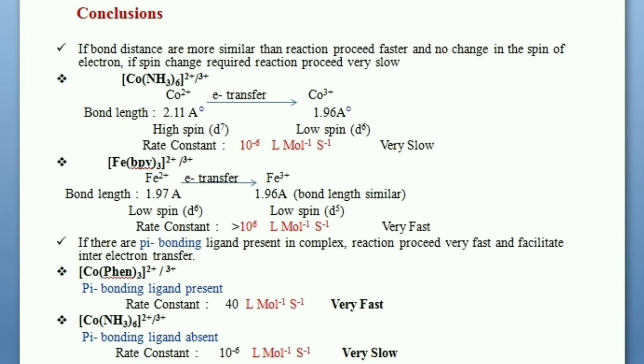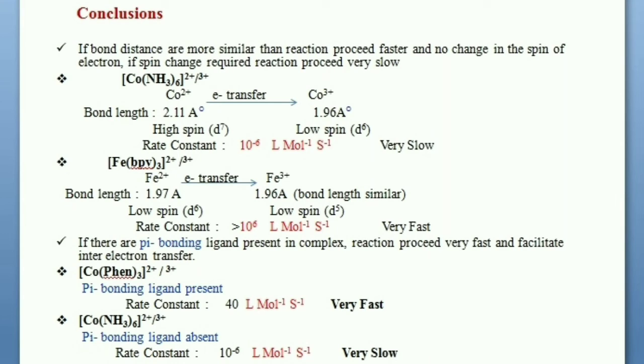In another case, the tris-bipyridine iron 2 plus complex and 3 plus complex, where the Fe2 plus state is low spin with d6 configuration and the Fe3 plus state is low spin with d5 configuration, and the bond length of the Fe2 plus state is 1.97 Å and the Fe3 plus state is 1.96 Å. Meaning here the bond length is similar and both complexes are low spin, and the rate constant is very high, more than 10 to the power 6 liter per mole per second, meaning the reaction proceeds very fast.